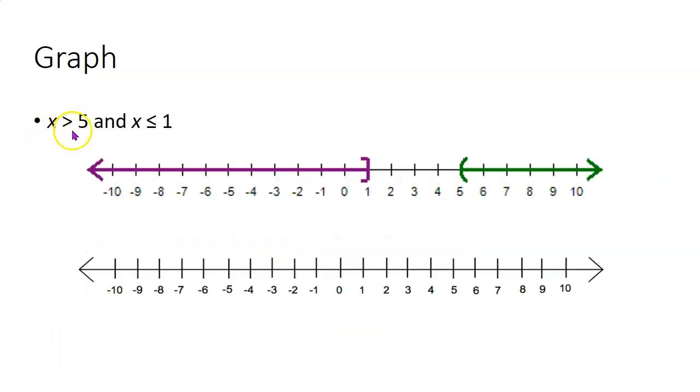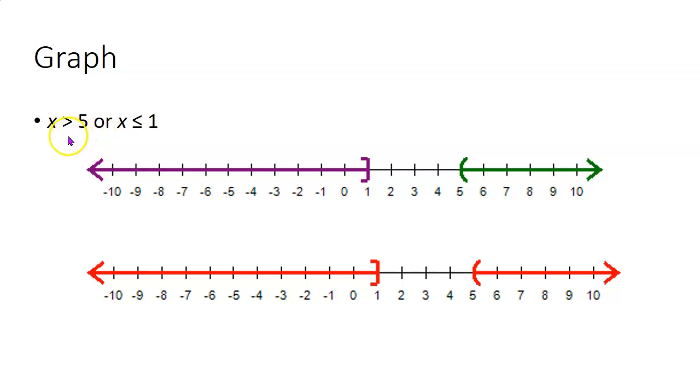How about this? X is greater than 5 and x is less than or equal to 1. In green, I've got the numbers that are greater than 5. In purple, here, I've got the numbers that are less than or equal to 1. And what do those two sets of numbers have in common? Where do they overlap? Well, they don't have anything in common. So the overall solution is just the empty set. It has no numbers because there aren't any numbers that are both greater than 5 and less than or equal to 1 at the same time.